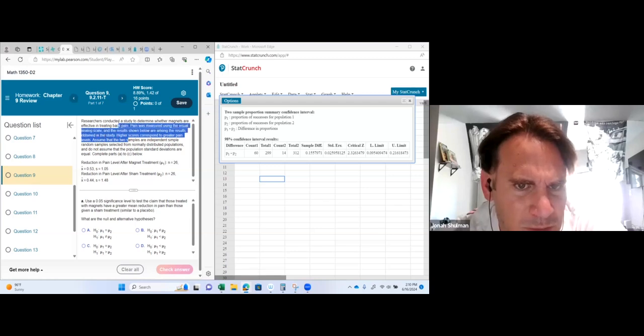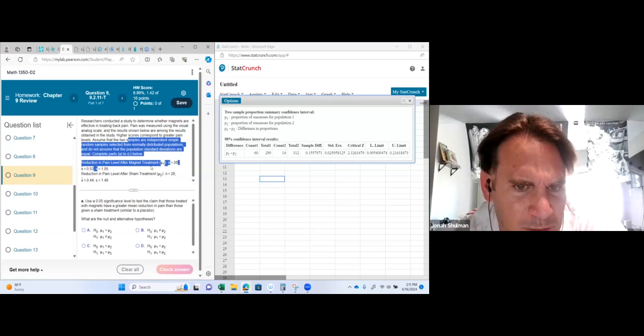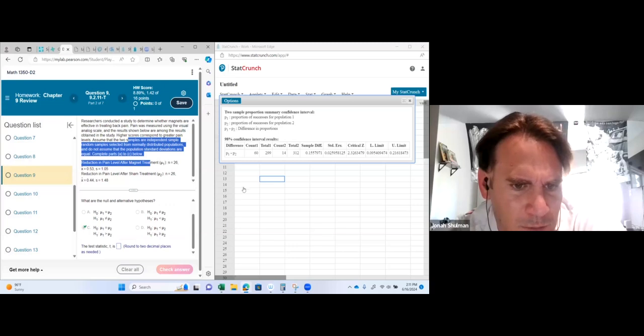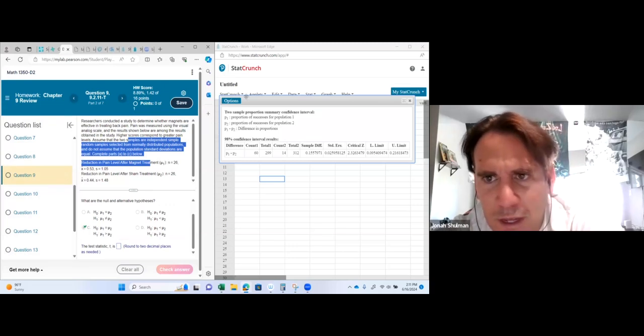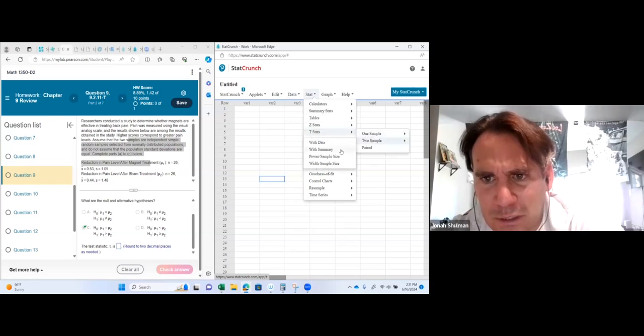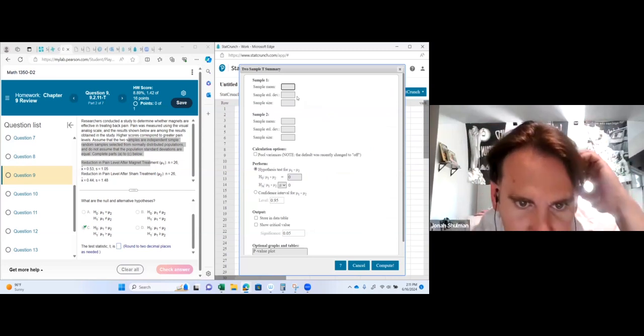So is it greater or less than? Magnets are effective in treating back pain. Magnet treatment, so the first one's got to be bigger. All right, for the t statistic, all I have to do is go to stat, t stat. They say it's independent. We have summary data, so we just drop it in.